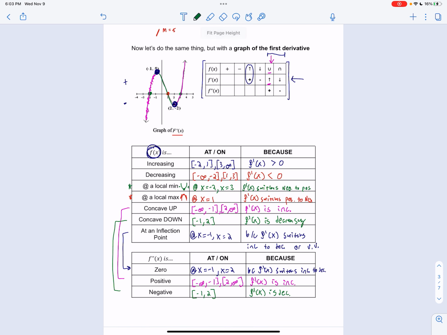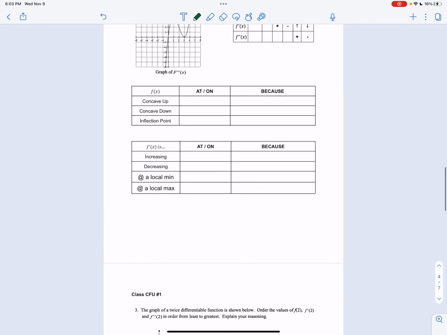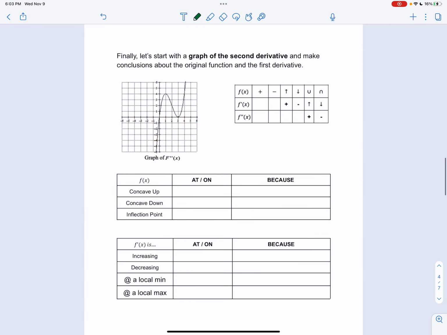Again, very tricky when you're first getting started. Use the chart, take a deep breath, take it slow. We have one last one to do. We're going to look at how we make this same analysis, but for graphs of the second derivative. Notice there's a lot less to do here.